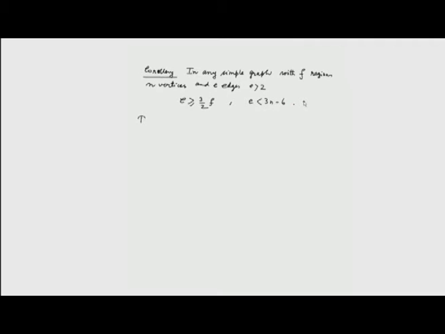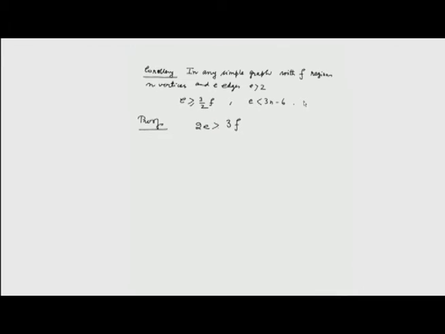Now, let us try to give a proof of this result. What we observe here is that suppose I have got f many regions. Each region will have at least 3 edges, and so the total number of edges is 3f, and we know that each edge will always be in 2 regions. Therefore, twice E has to be greater than or equal to this, which proves this result.